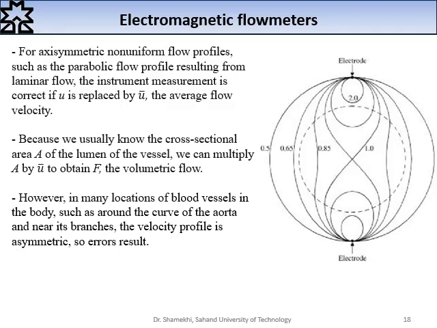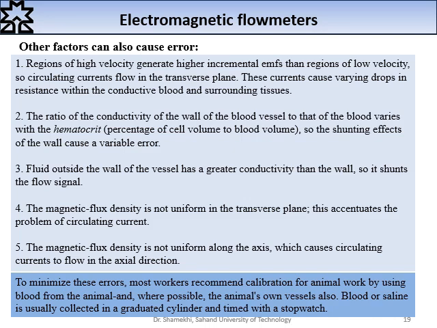However, in many locations of blood vessels in the body, such as around the curve of the aorta and near its branches, the velocity profile is asymmetric, so errors result. In previous slides, we considered the main error factor in electromagnetic flow meters, the location of the vessel inside the electromagnetic flux. But there are some other factors that can also cause error in electromagnetic flow meters, and we will consider these factors in this slide.